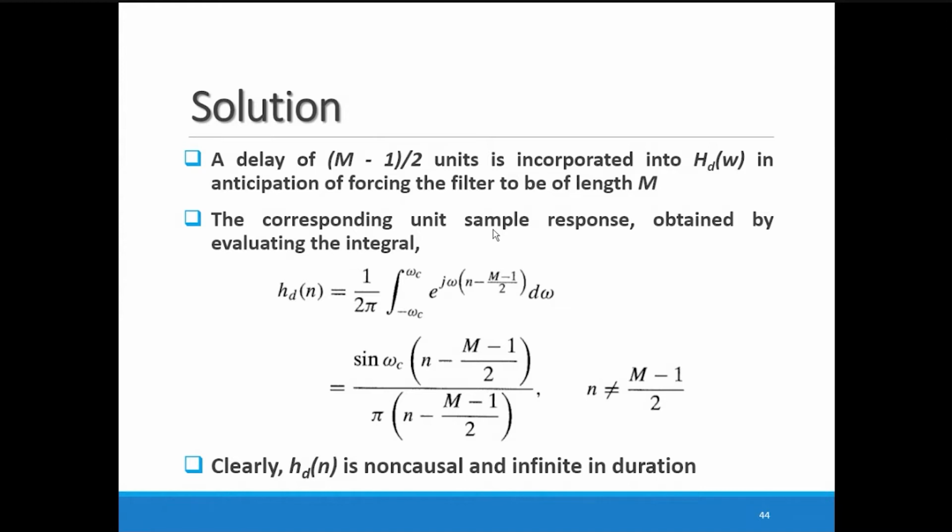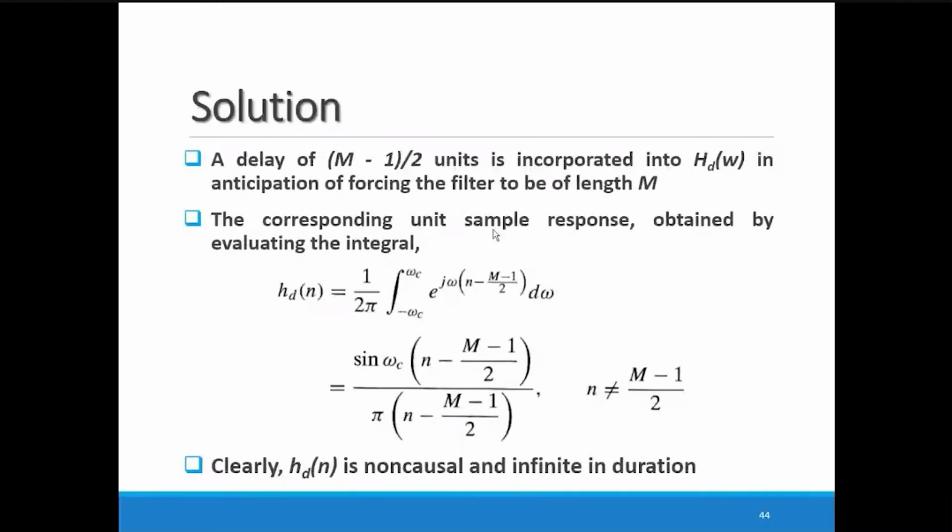Now the frequency response is given. From this frequency response, we derive the unit sample response obtained by evaluating the integral. So we get h_d(n) equal to 1 upon 2 pi integration from minus omega c to omega c e raised to j omega (n minus (M minus 1)/2) d omega. When you solve this, we get sine omega c (n minus (M minus 1)/2) divided by pi (n minus (M minus 1)/2), where n is not equal to (M minus 1)/2.